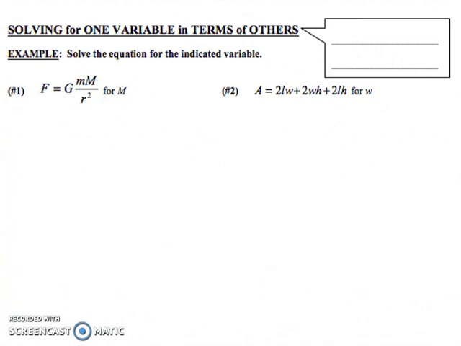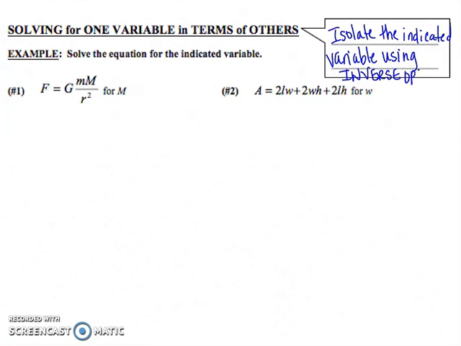Next, we're going to talk about, given an equation with multiple variables in it, rearranging it. So solving it for one variable in terms of the others. And what we're going to do here is isolate the indicated variable using inverse operations. We're going to undo what needs to be undone to get the variable that we want alone.